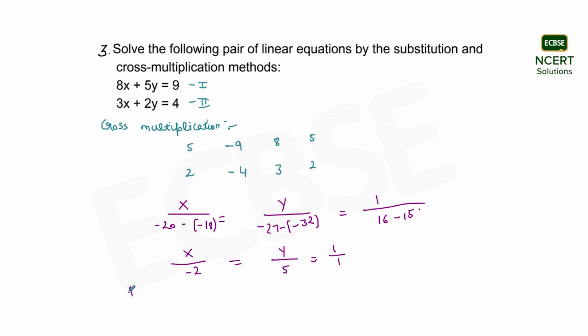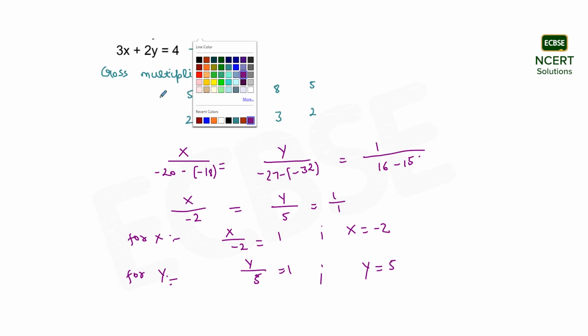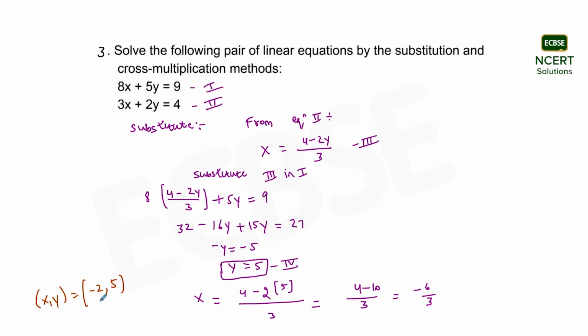As we know, for x, we equate the first ratio with the third ratio, that is x by minus 2 is equal to 1. From here, x comes out to be equal to minus 2. And for the variable y, we equate the second ratio with the third ratio. From here, y comes out to be equal to 5. So by the cross multiplication method, x comma y is equal to minus 2 comma 5, which is the same as obtained by the substitution method.